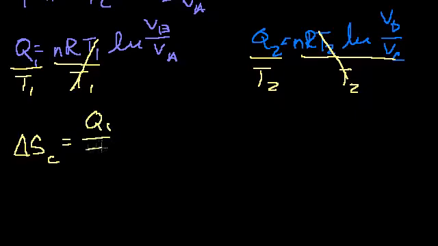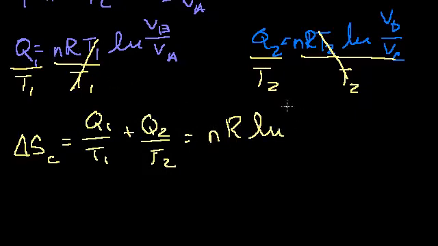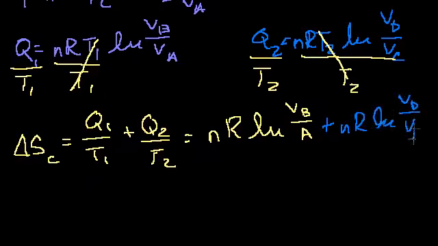That cancels out. So our change in our mystical state variable as we go around the Carnot cycle is equal to q1 over t1 plus q2 over t2, which is equal to nR times the natural log of vb over va. That's that right there. And then plus q2 over t2, which is just nR times the natural log of vd over vc. Sorry, this is vc. This is va here. All right. Now let's see what we can do.